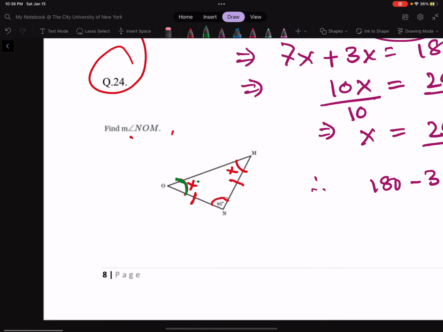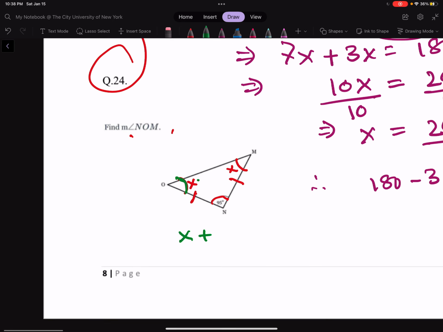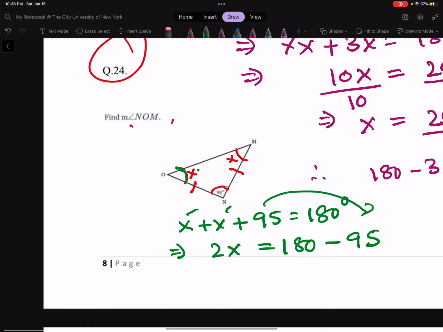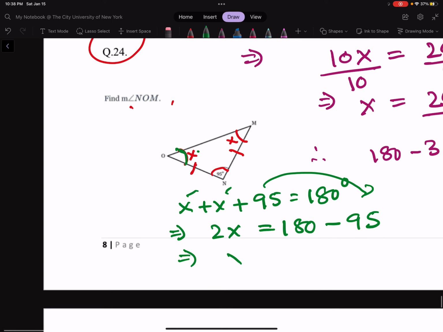So three angles in a triangle add up to 180 degrees. So x plus x plus 95 is 180 degrees. Our job is to get x. So it's now just simple algebra. So this is 2x equals 180 degrees minus 95. So I get 85, I guess. Okay, 5 and 10, 85.